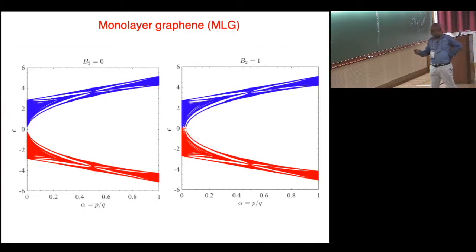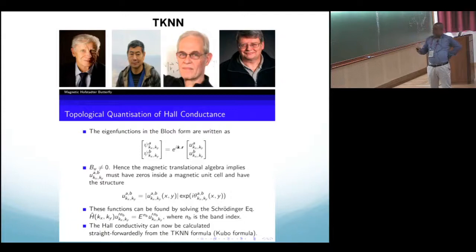And once you do this, this is just another way of plotting the Hofstadter spectrum. If you fix one of the fields, you get the previous one, the typical butterfly. If you fix the other field, then you get this one. And then we just use the standard TKNN approach. So these are our eigenfunctions in the Bloch form, written in this form.